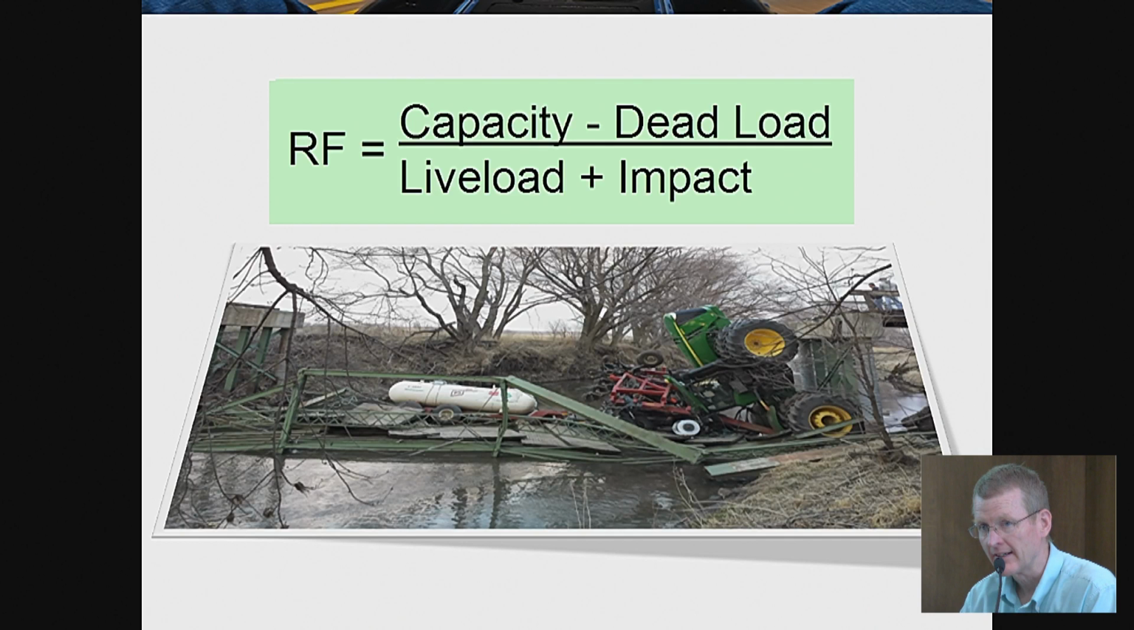We look at a more in-depth look at that formula. In the numerator, we've got capacity minus the dead load, so the bridge has to hold its own weight up. So what's left in the numerator once the dead load's gone is just the capacity of that bridge to carry live load. And then the denominator is live load plus impact. This bridge was posted at about 18 tons, and the tractor and ammonia was about 35 tons.